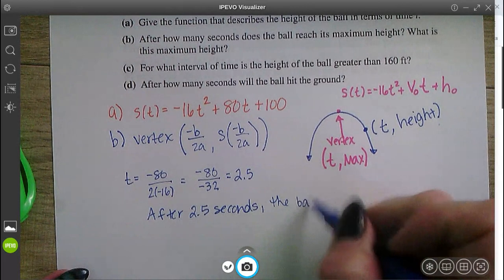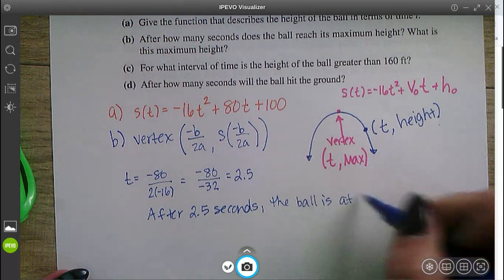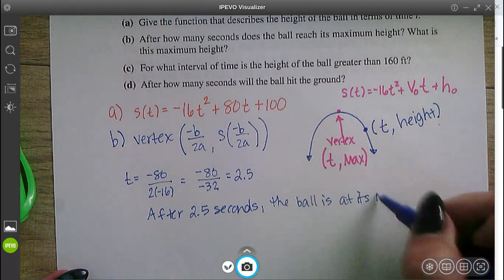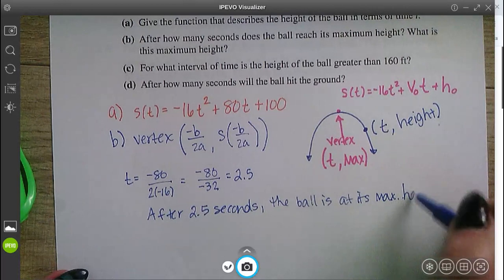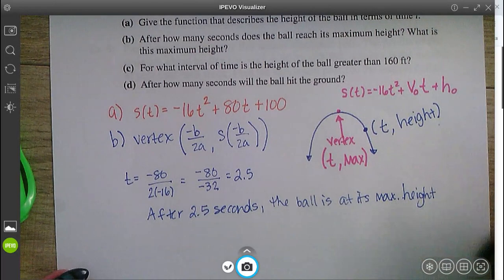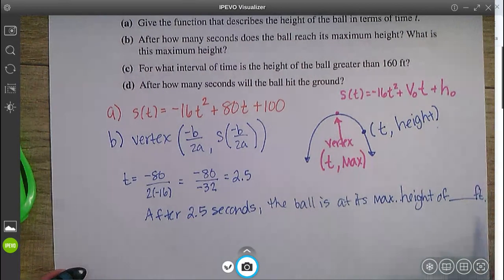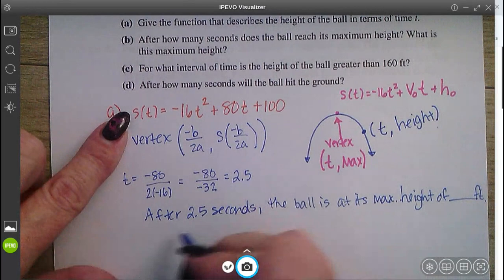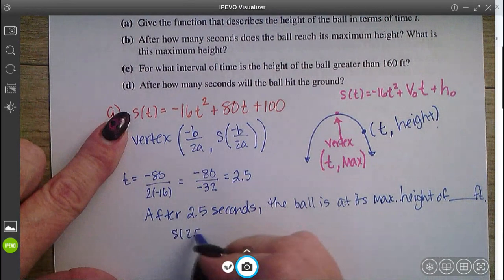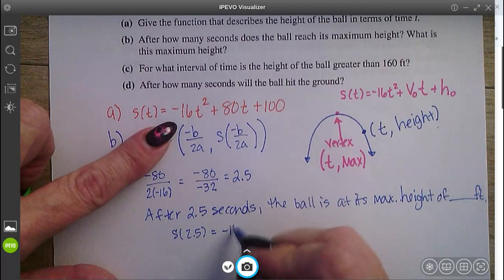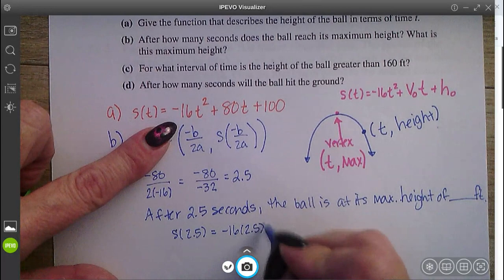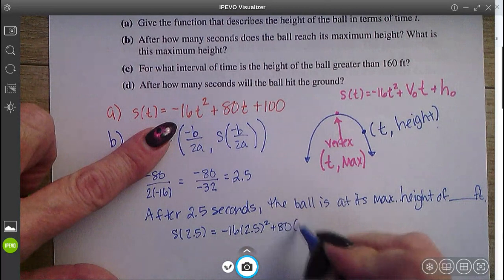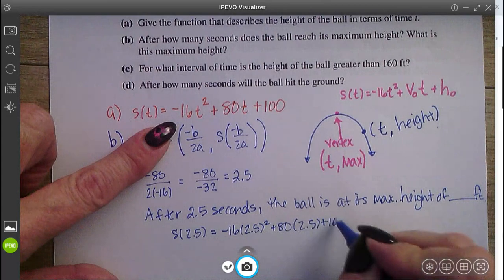the ball is at its maximum height. And we're about to figure out what that is, in blank. What is this measured in feet? Okay, so let's figure out how many feet that is by substituting 2.5 back into s. So s of 2.5 would be negative 16 times 2.5 squared plus 80 times 2.5 plus 100.